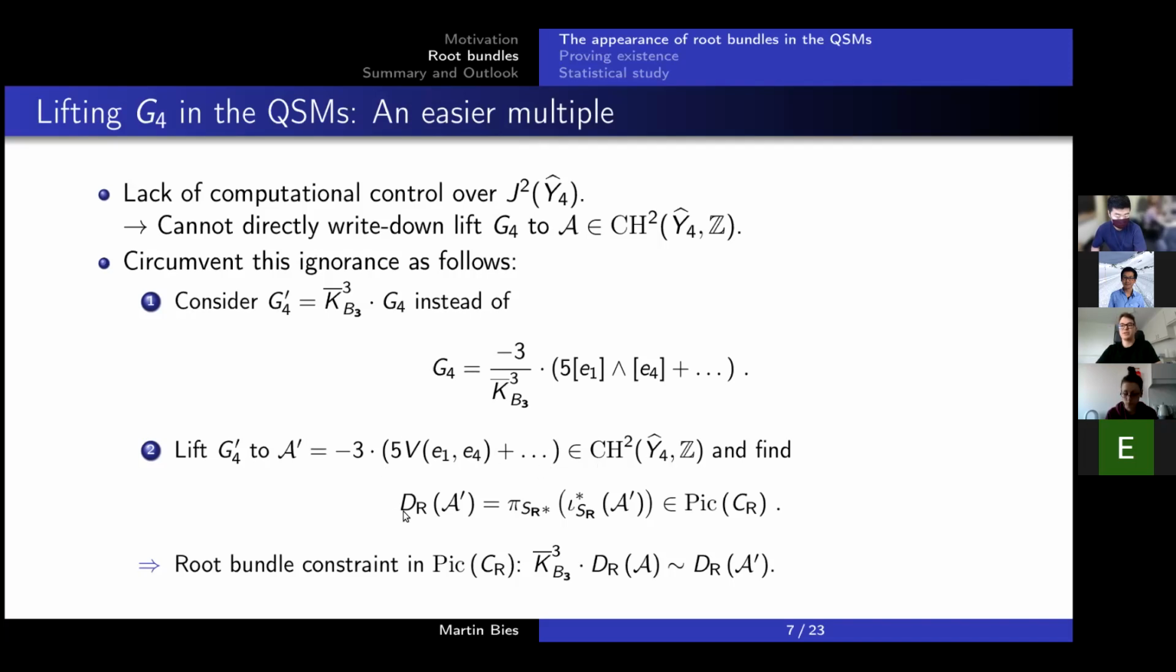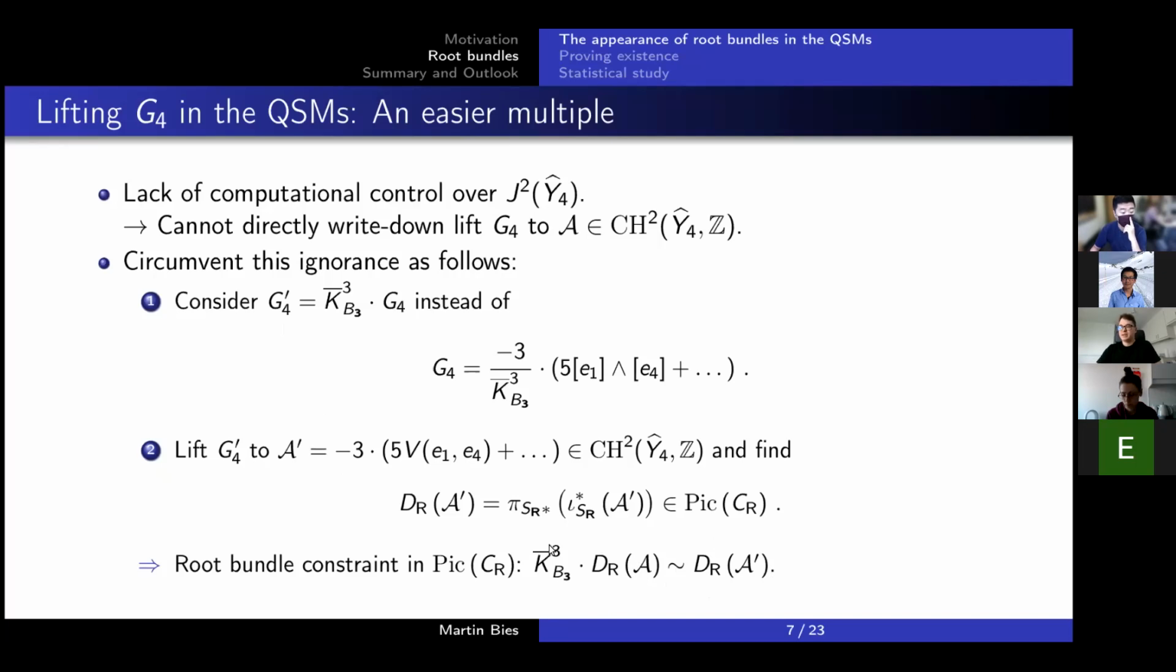So I work out the corresponding divisors. And so far, so good. The upshot is that the G4 and the G4 prime are proportional to each other. The lifts into Chow, the map into the linear, and this map dR are all linear operations. So since G4 and G4 prime are proportional to each other, so must be their resulting divisors. And in proper mathematics terms, what I'm saying here is therefore that dRA, that is the divisor that I'm getting from the flux A, times k bar cubed must be a divisor which is linearly equivalent to the one that I'm getting for A prime. And that is exactly a root bundle constraint.